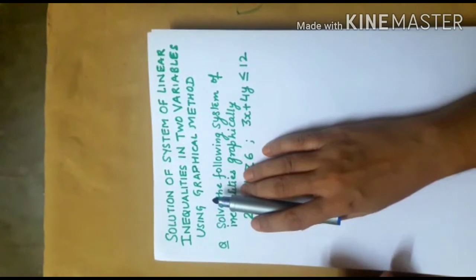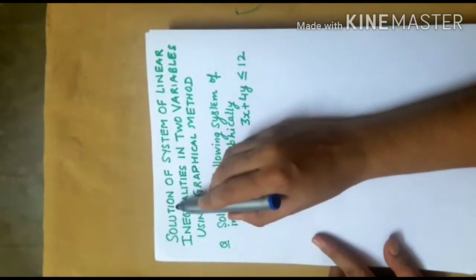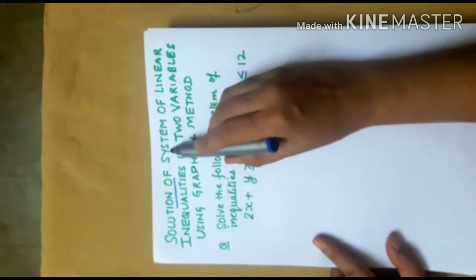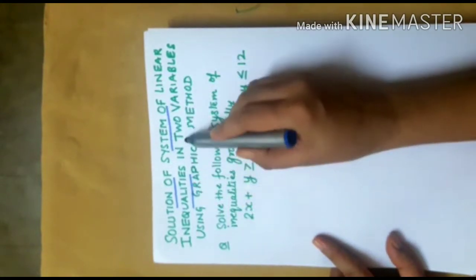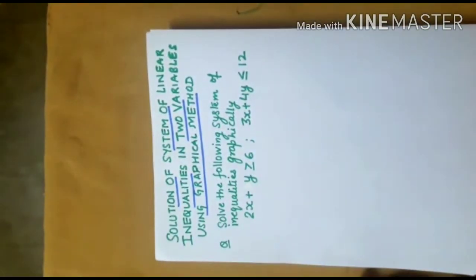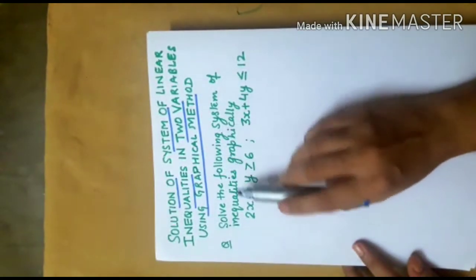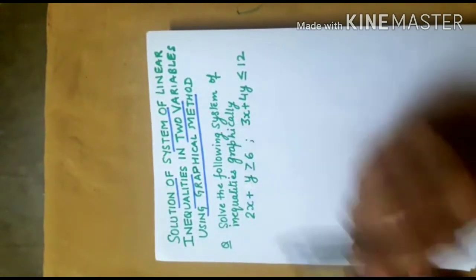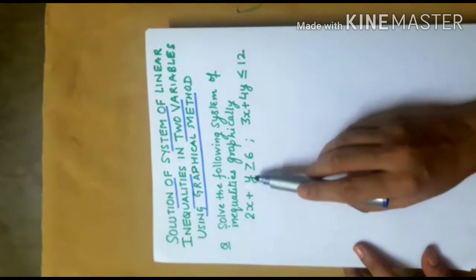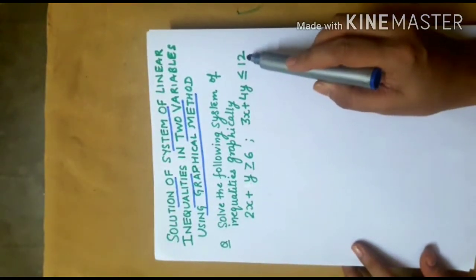In the last class, we learned how to solve a linear inequality in two variables using graphical method. Today we'll learn to solve a system of linear inequalities in two variables using graphical method. Let's take one example. Solve the following system of inequalities graphically: 2x plus y greater than or equal to 6 and 3x plus 4y less than or equal to 12.